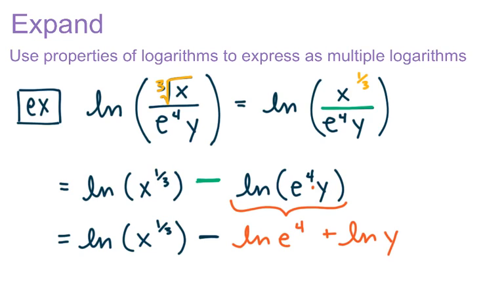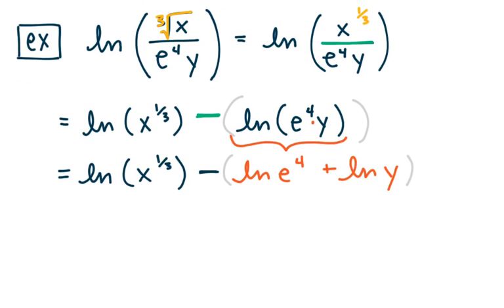Now, I left my parentheses out on purpose because what I want you to keep in mind is that the minus sign was in front of this entire second expression. So that minus sign is still going to need to be in front of all of it. And essentially we need those parentheses so that we know that we need to distribute. So this is the natural log of e to the fourth. And that minus sign distributes through here. And I get the natural log of y.